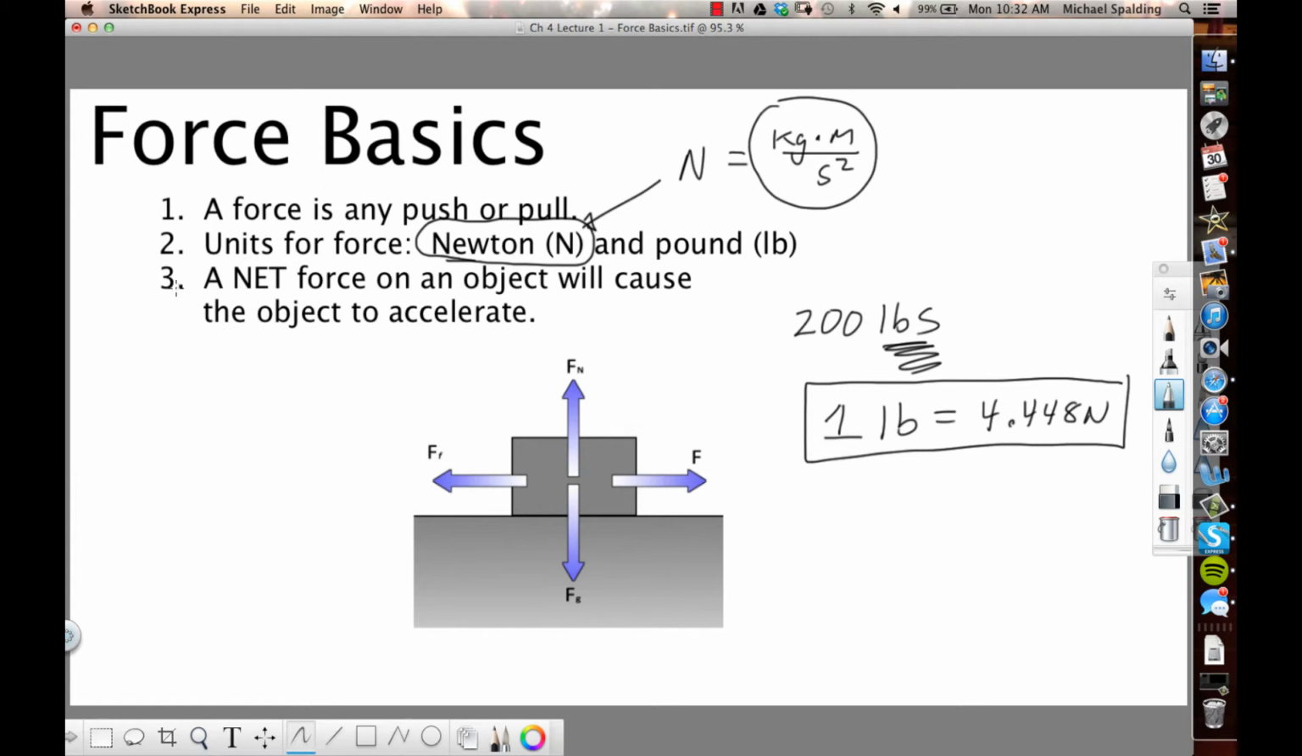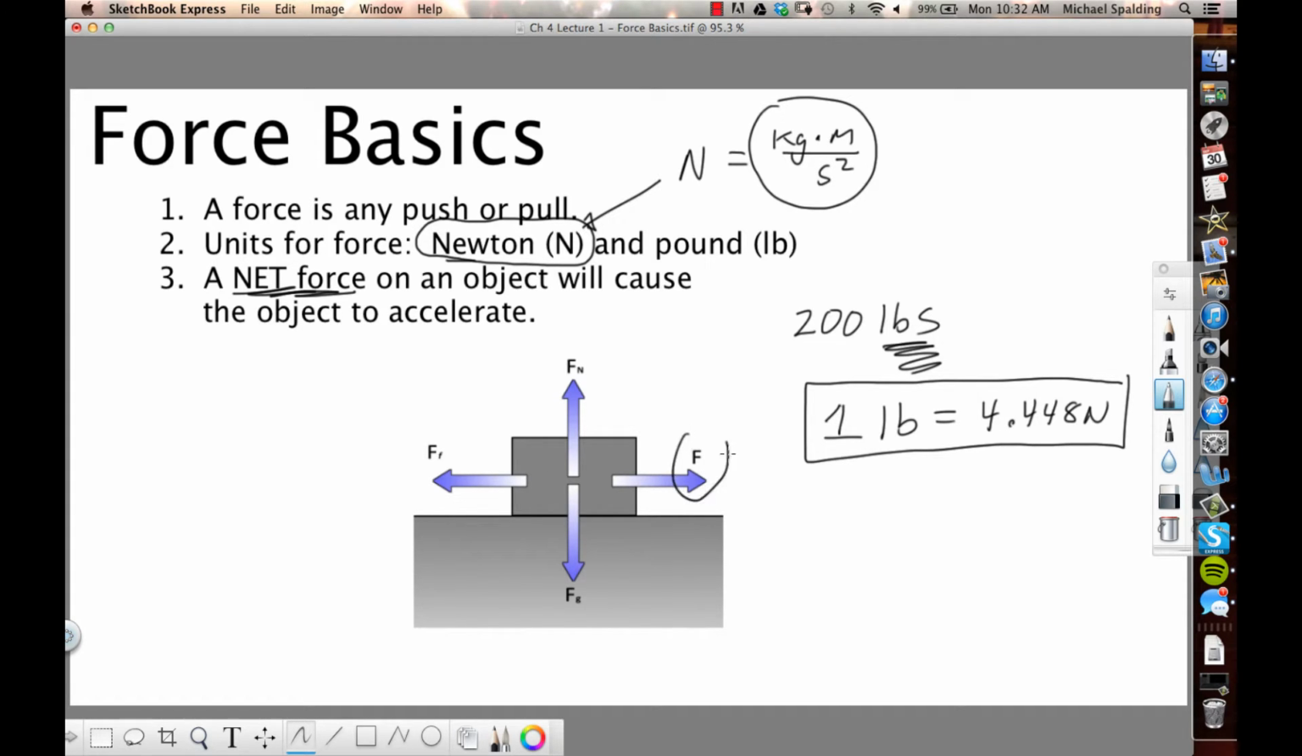Okay, number 3. A net force on an object will cause the object to accelerate. Now guys, we don't care about a force on an object. If I were to tell you this object has some force on it, a single force by itself is not going to be significant. What's going to be significant is net force. Now what do we mean by net force? Net simply means total.